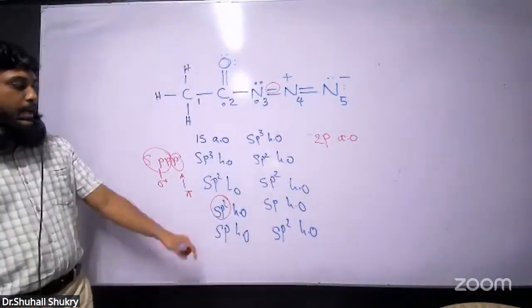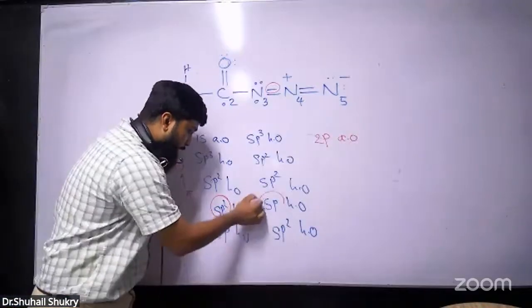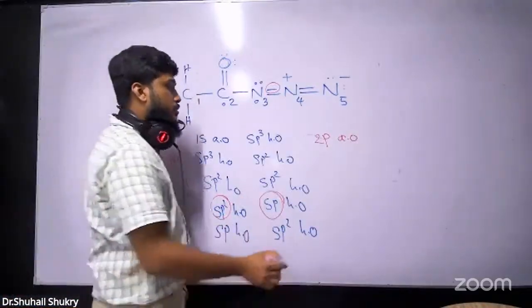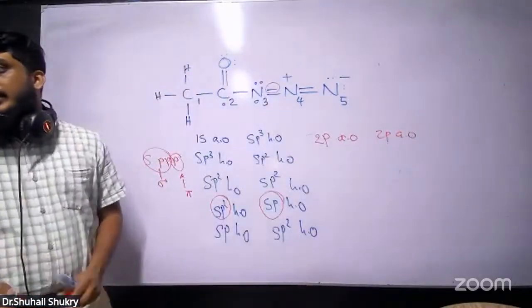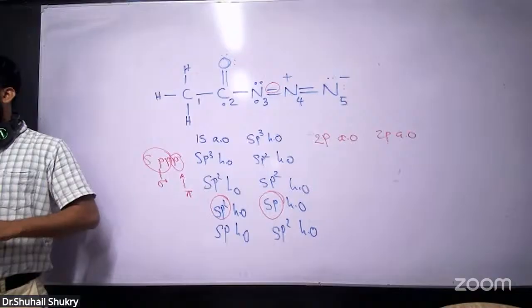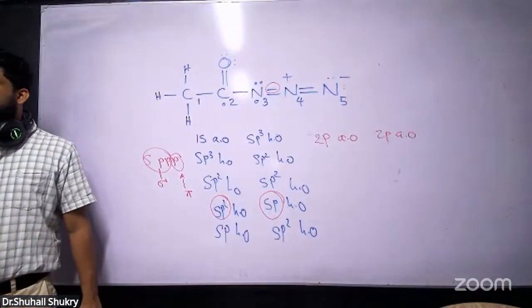2p atomic orbital, and for N4 what? N4 is sp, no? N4 also 2p atomic orbital. This p also in the 2p. Can you understand? Is that right? Clear? Right?